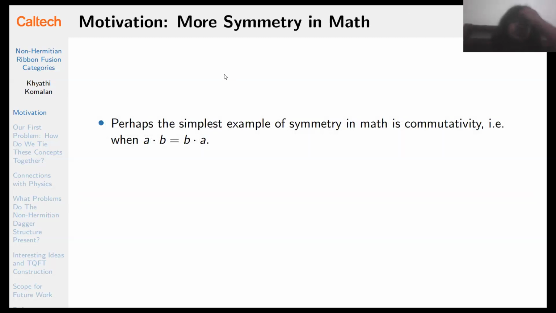And then there are more examples of symmetry in math that make things even simpler. Perhaps the simplest example of symmetry in math would be commutativity, the property where A times B is equal to B times A. We see it everywhere around us, like multiplication in the integers. So yeah.